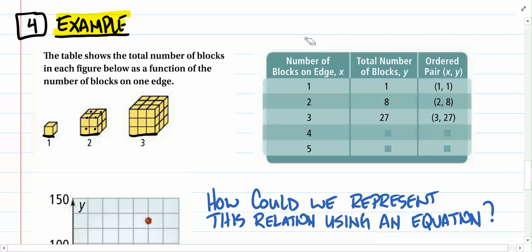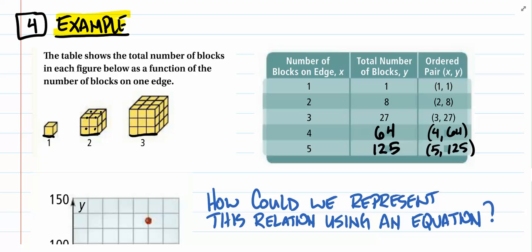So the question is, can you fill in these points right here and then in turn give me the ordered pair? So what do you think they are right now? Hopefully you see that they are (4, 64). If I had 4 blocks on an edge, I would have 64 total blocks. If I had 5 blocks on an edge, then I would have 125 total blocks.